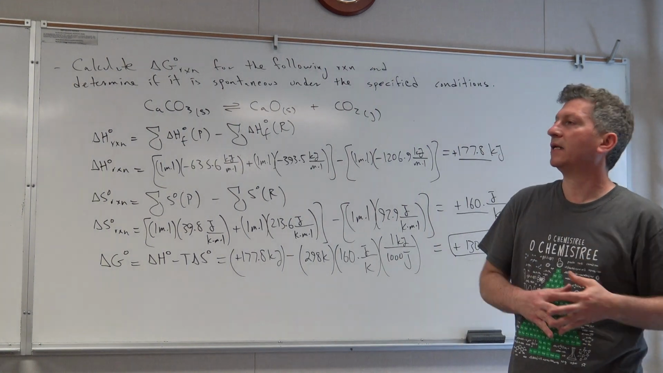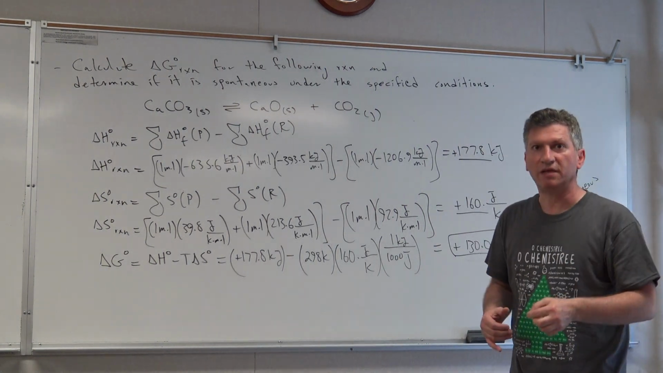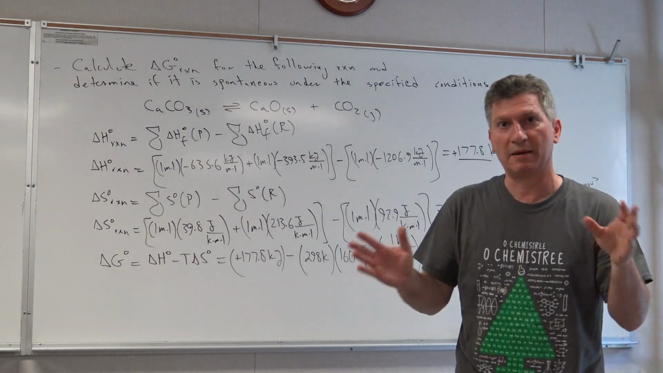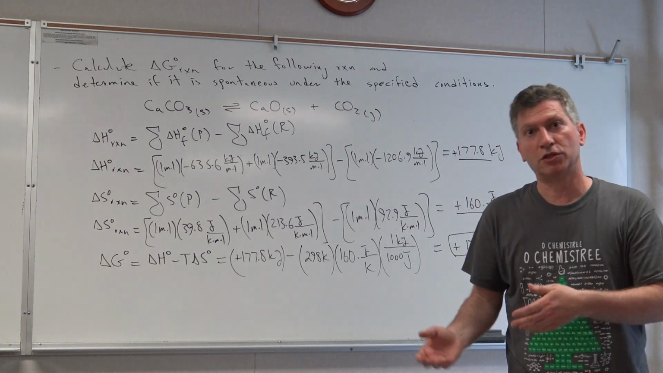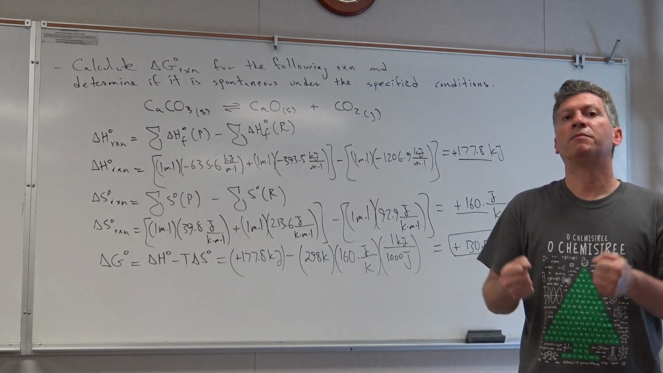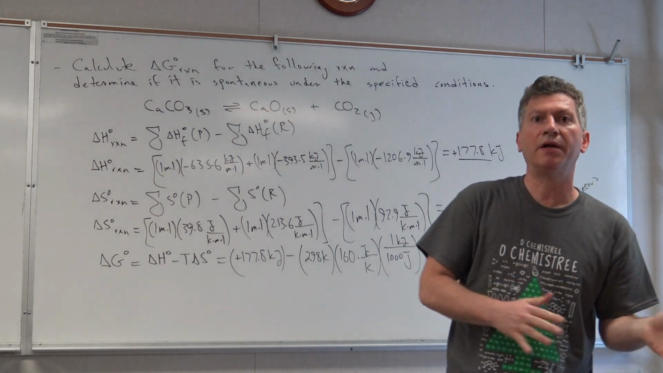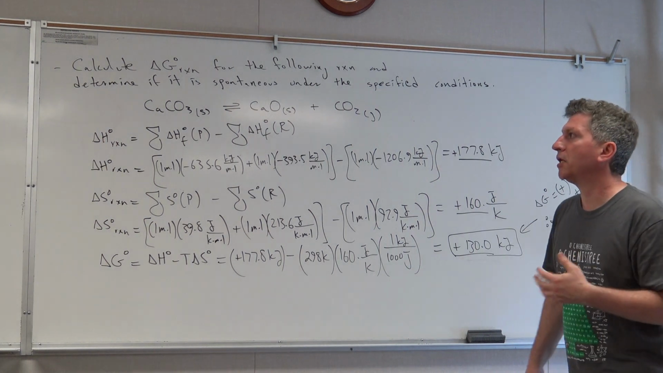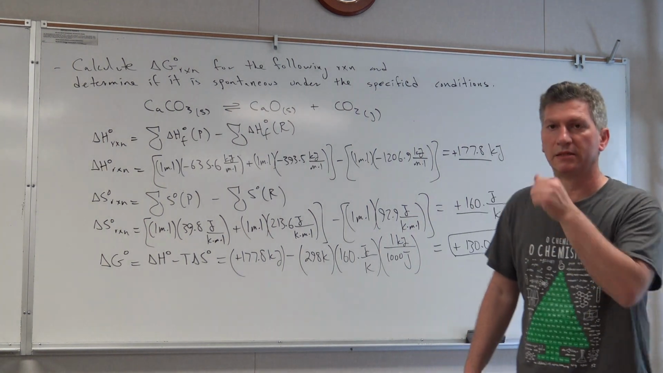If, on the other hand, the delta G for a process is positive 100 kilojoules, that means that that process is not spontaneous. It doesn't happen on its own. So you have to put energy in to get it to take place, and you have to put in a minimum of 100 kilojoules of work to get it to take place. So it's a much more informative function than just delta S universe.